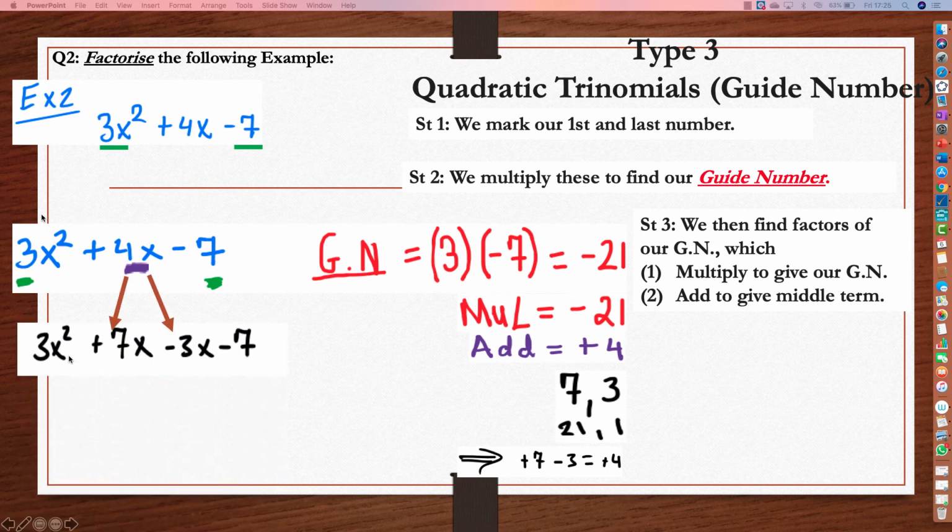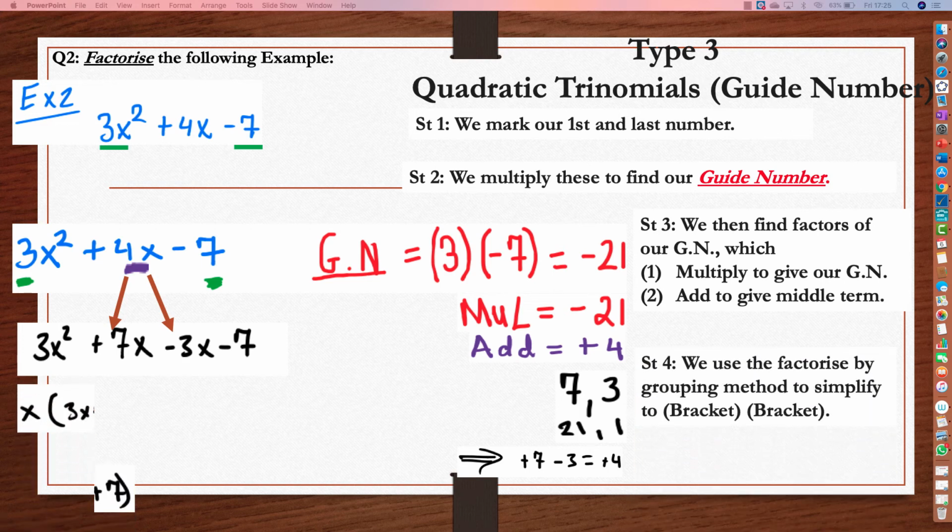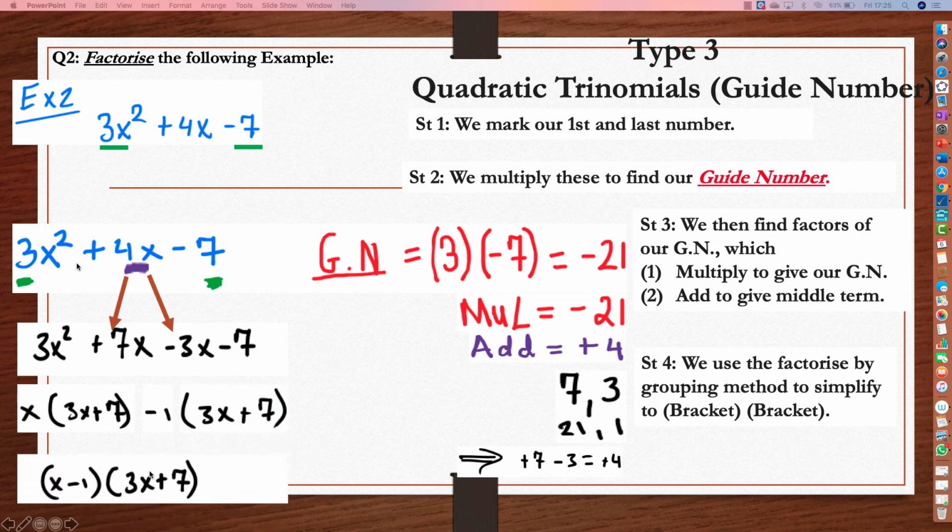factorize it away. Same as we would with grouping, take out an x, you're left with 3x plus 7, take out a minus 1, you're left with 3x plus 7, last line, x minus 1 and 3x plus 7. As I said, you might have put in the minus 3x here and the 7x over there. It doesn't make a difference which way you put them in. If you do it right, you'll end up with the same answer at the bottom.